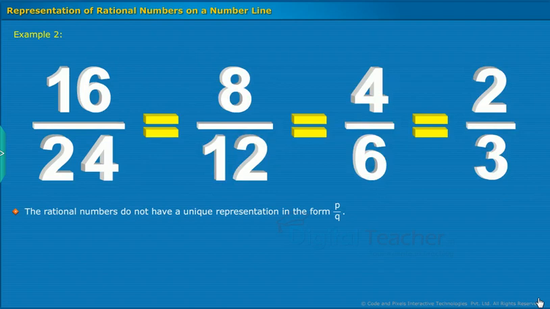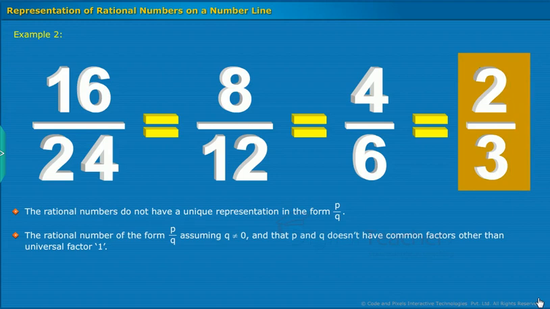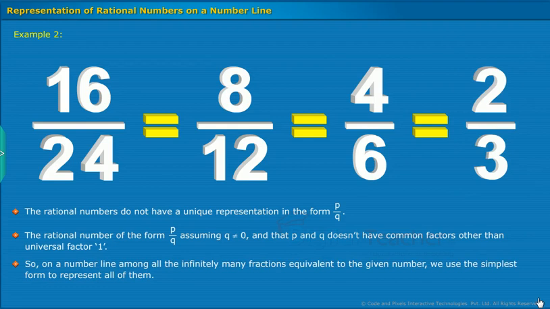And also we observe that the rational number of the form p by q, assuming q not equal to 0, and that p and q don't have common factors other than universal factor 1. So, on a number line, among all the infinitely many fractions equivalent to the given number, we use the simplest form to represent all of them.